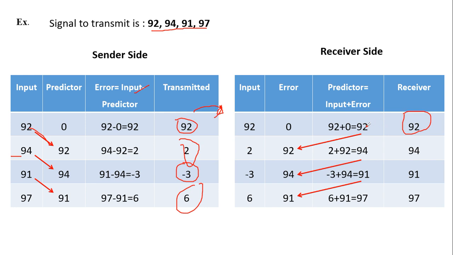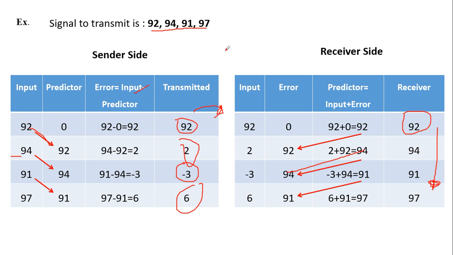After that this 92 becomes our predictor. The next data is 2. 2 plus 92 is 94. So now this becomes 94 here. Minus 3 plus 94 is 91. Then 91 comes here. 6 plus 91 is 97. So in this way we are getting the correct data as we sent from the sender side.